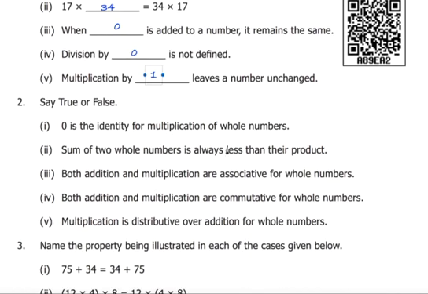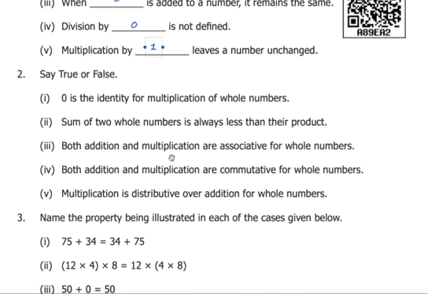0 is the identity for multiplication of whole numbers. No, this is false. Sum of two whole numbers is always less than their product. Not always. This is true for natural numbers, not for whole numbers, because there is 0, right? Both addition and multiplication are associative for whole numbers. Both addition and multiplication are commutative for whole numbers.